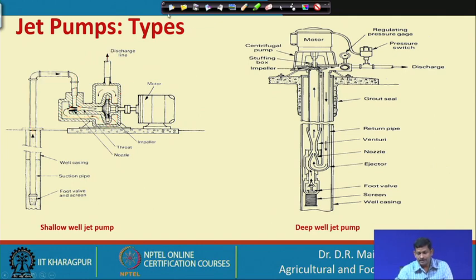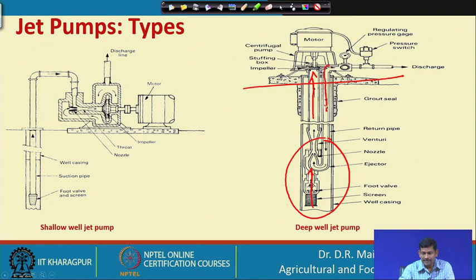Whereas the same unit is present inside the well, okay. This is the well, and this is the jet unit inside the well, and this is the suction line, right. This is additional water which is going into the jet, and here this is the throttle, and it is going to create a low pressure here, and that leads to sucking more water from the well, okay.